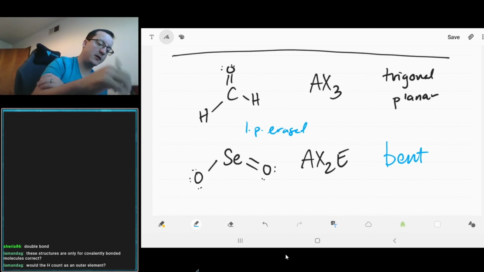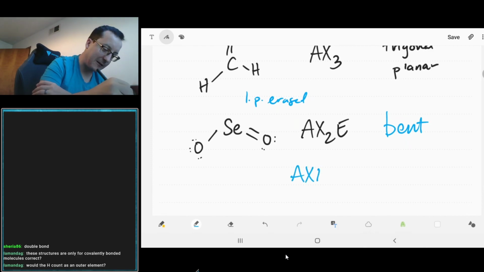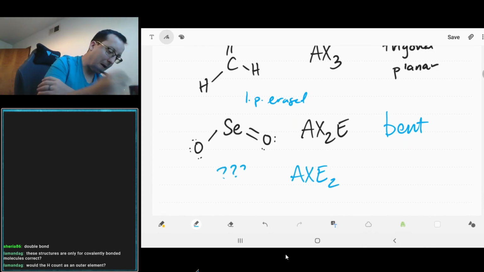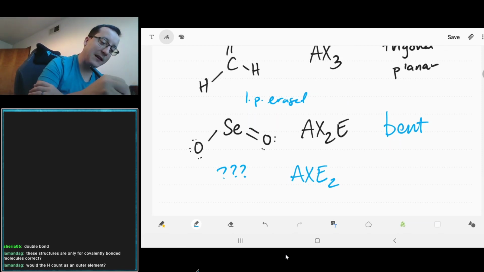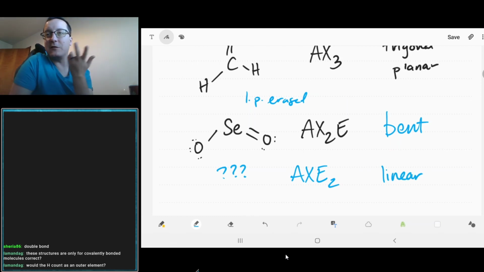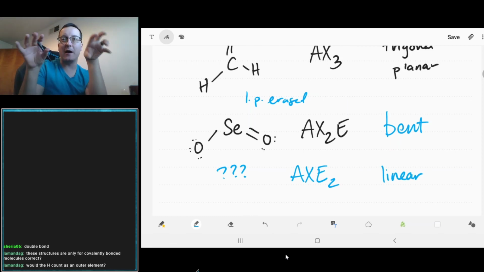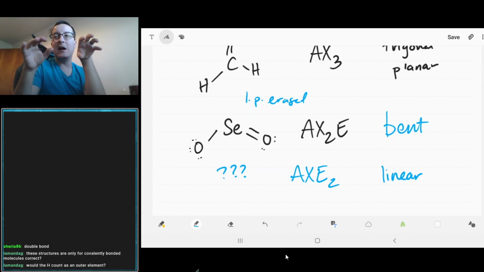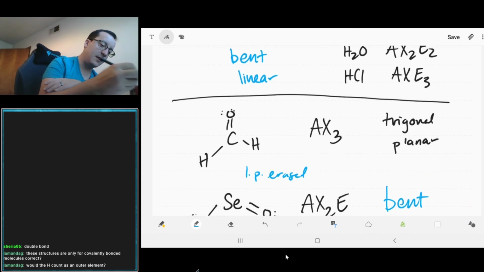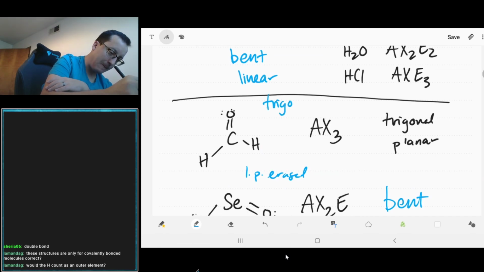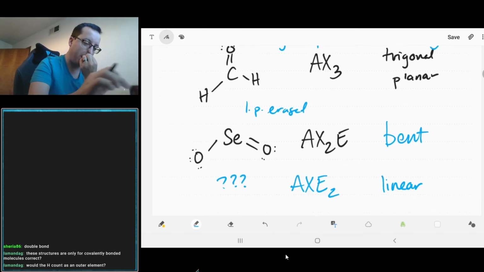Okay, if we were to have something that were AXE2, I can't think of an example because it's probably not very common, that would be linear. If you just have one central atom, one outer atom, and a bunch of lone pairs, looking at just the atoms is linear because there's only two things. So this would be for trigonal planar electron geometry. That would be these three guys.